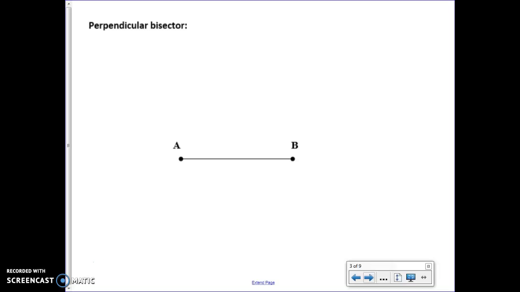Those two words in themselves should mean something to you. Perpendicular means meeting at a right angle. Bisector means cutting it in half. We know this construction already, so I'm just going to sketch it up here. If you want to go through this construction again, let me know in class, and I'm happy to do that for you. So perpendicular bisector is a line, ray, or segment that bisects a segment.